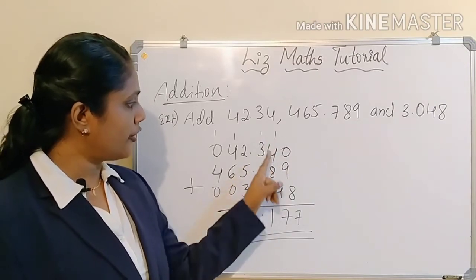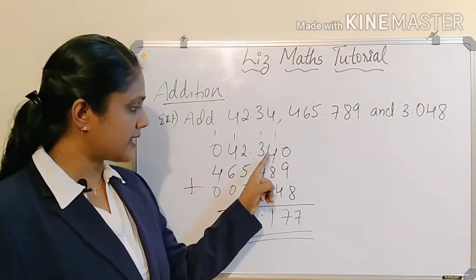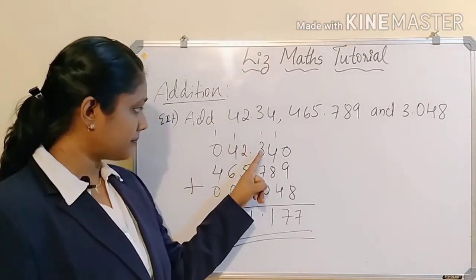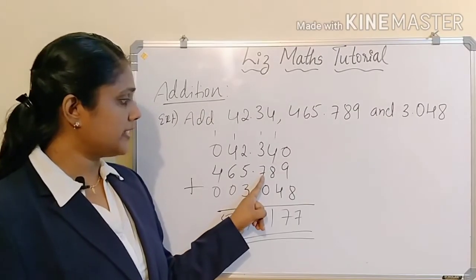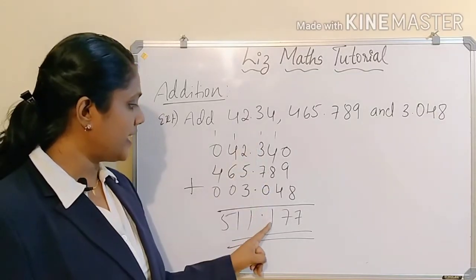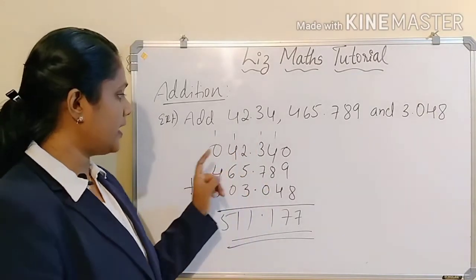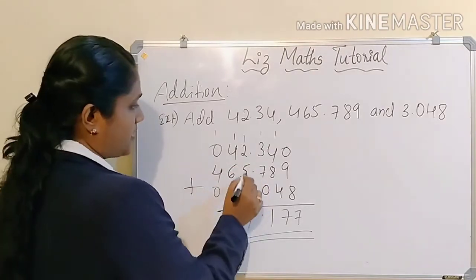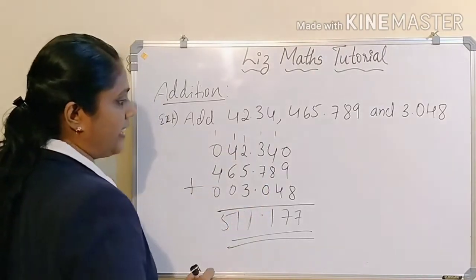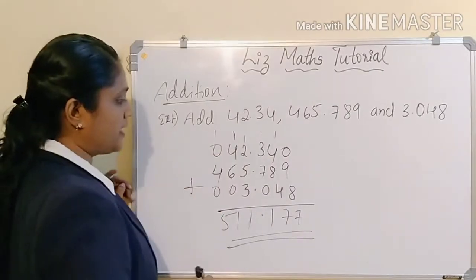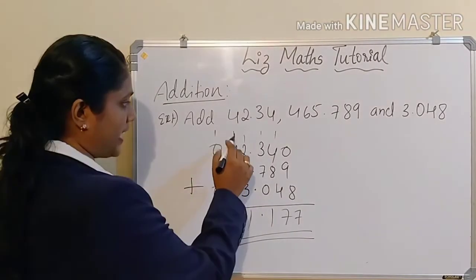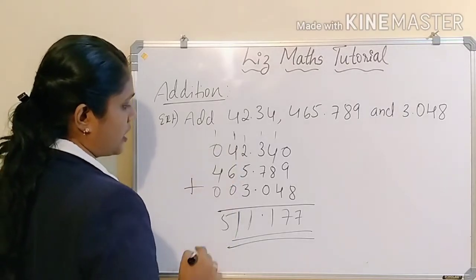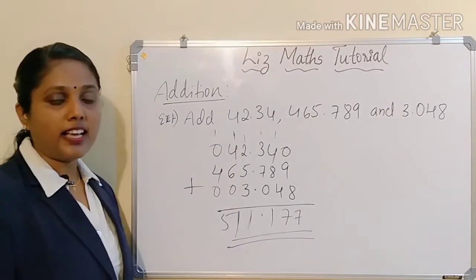Here 8 and here 9, 8 2s are 16 and 1 is there, 17, 1 in your hand. Then here 4, 4, 8, 8 2s are 16 and 1, 17, then 1 in your hand. Again 3, 7, 10, 1 in your hand, that is 11, then 1 is in your hand, 5, 3, 2, 10, then 1 in your hand, 11, and again 1 in your hand, that is 6, 4, 10, then 11, 1 is in your hand, 5. So this is the answer.